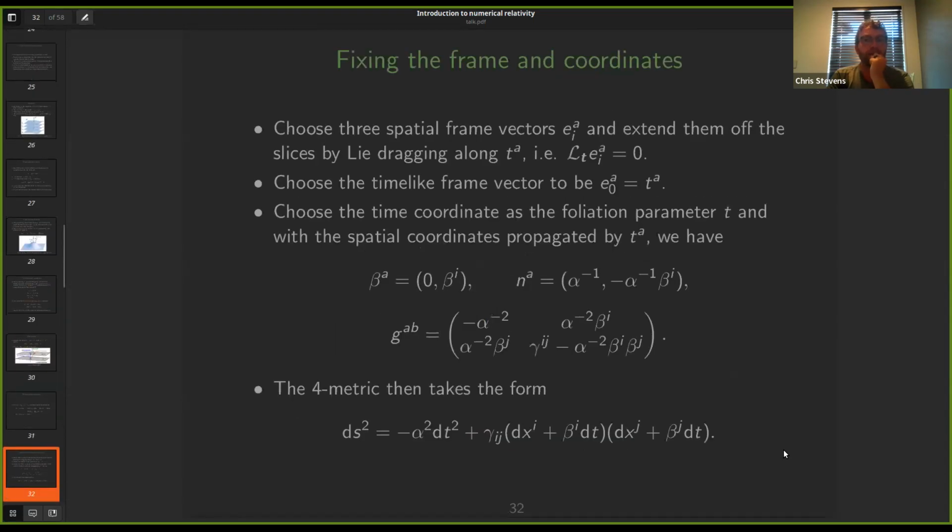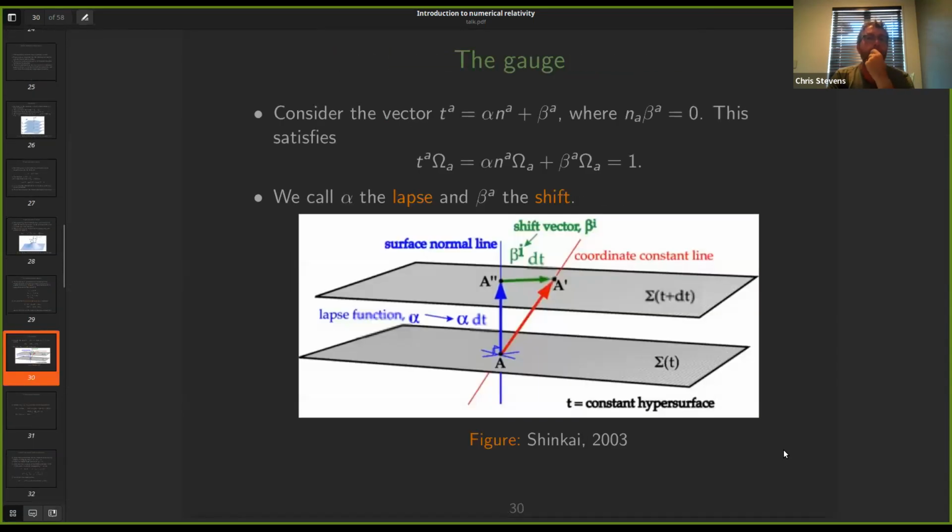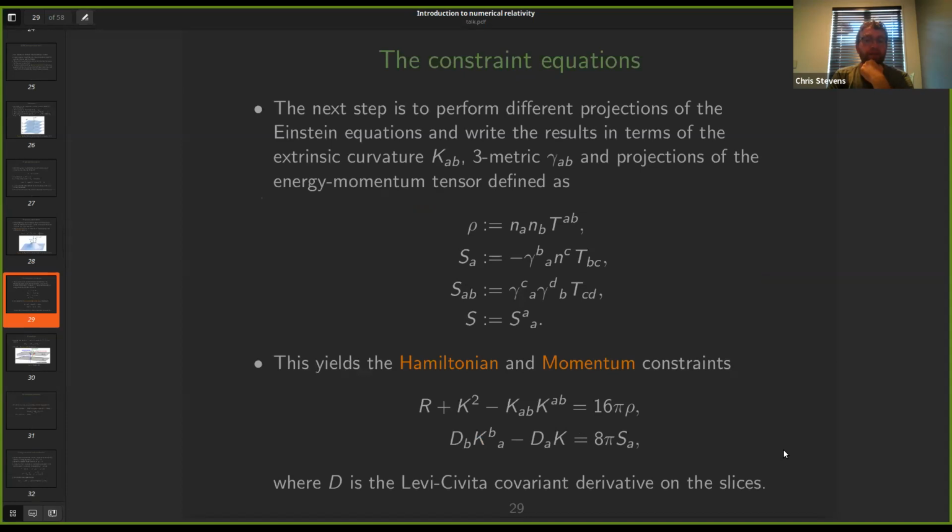Now, I think I'll stop there. The next part would be looking at the projections that give rise to the evolution equations and how we talk about the gauge between slices. So I think that's quite a nice place to stop, and I'll continue with this derivation tomorrow.